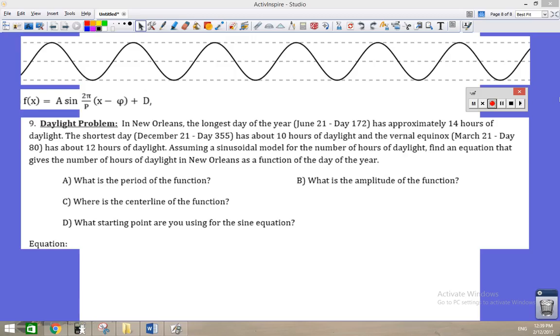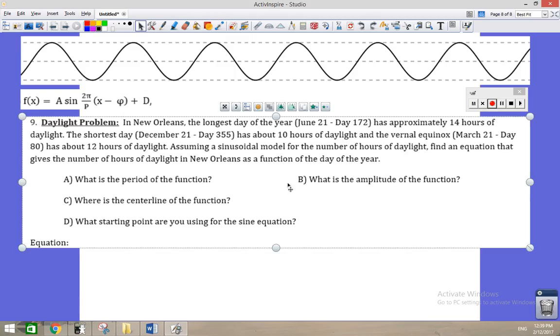Okay, so this is bouncing back and forth as a sine curve, and we want to find the equation where the input is the number of hours of daylight in New Orleans. So yeah, this is similar to the one that's in the notes, I believe. Alright, so the shortest day of the year.